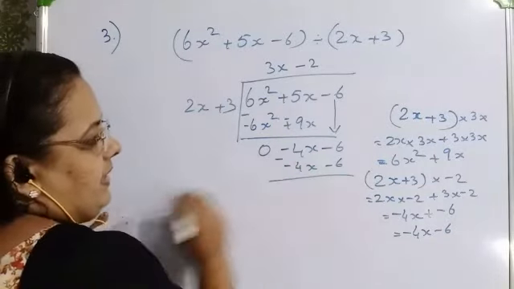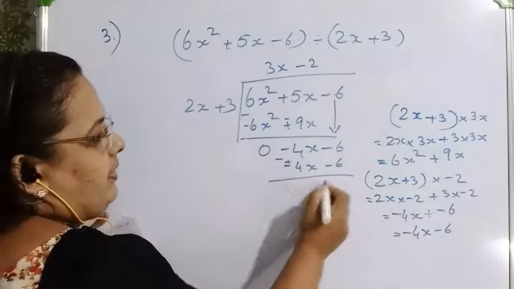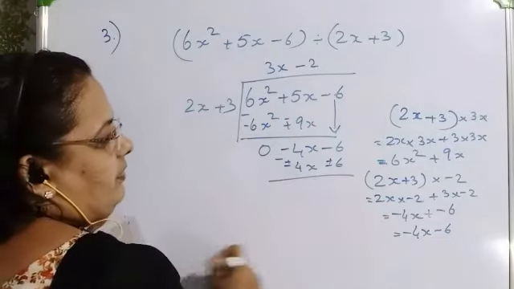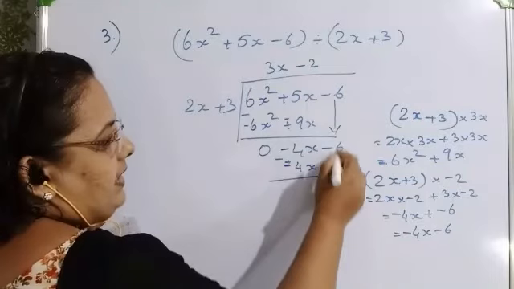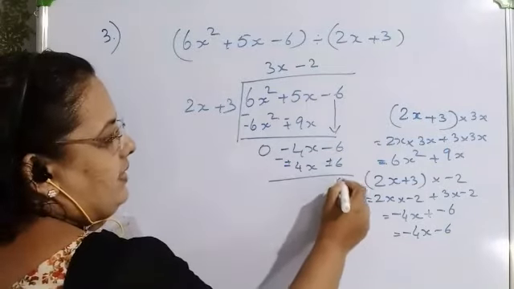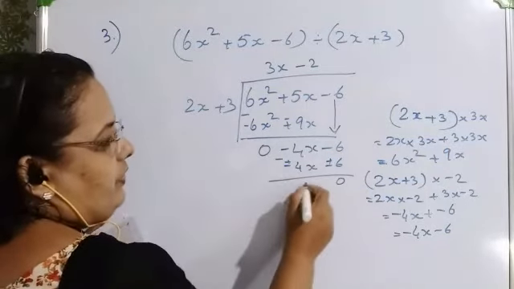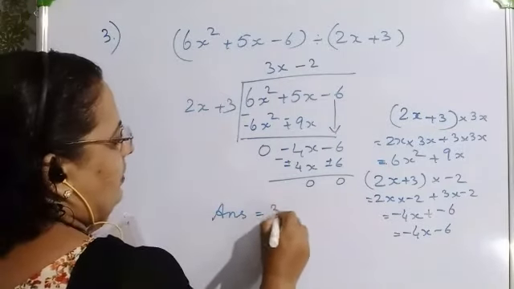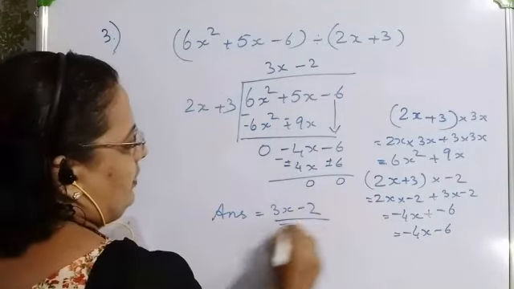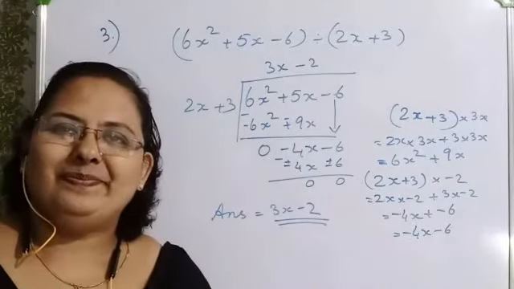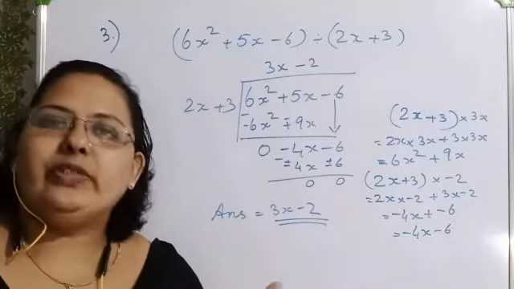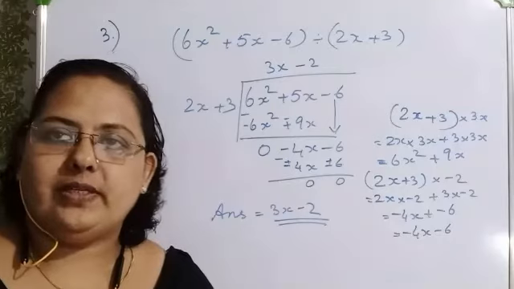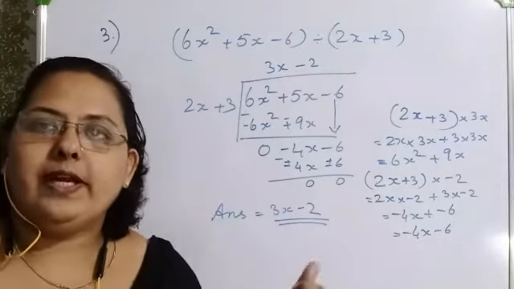Now what to do? Here is a minus sign. We have to subtract. So this will become plus and this will become plus. So minus 6 plus 6 is 0. Here minus 4x plus 4x is 0. So the answer we got is 3x minus 2. Clear? I hope you have started understanding a little bit more how to do it. We will do more problems.